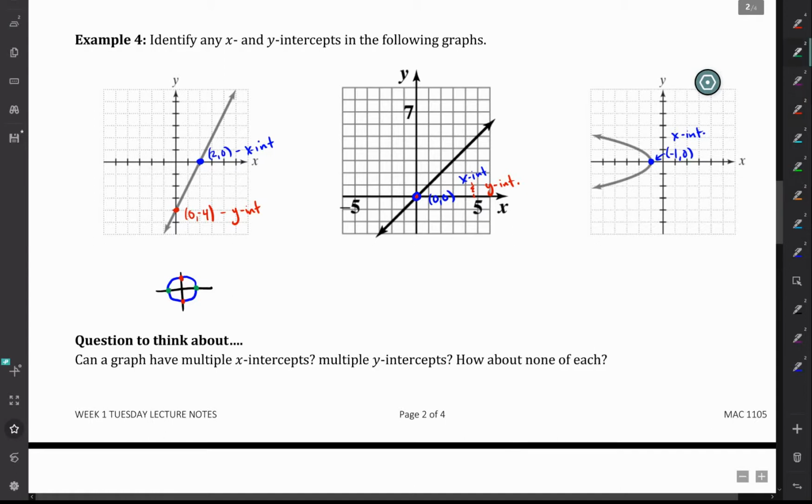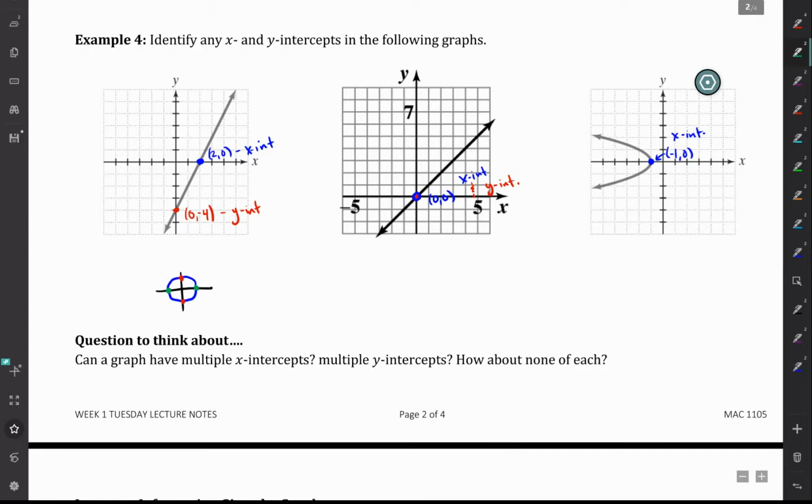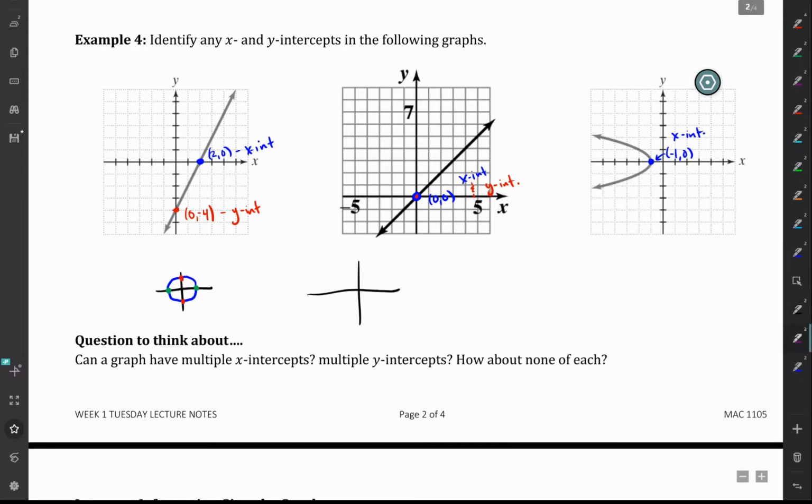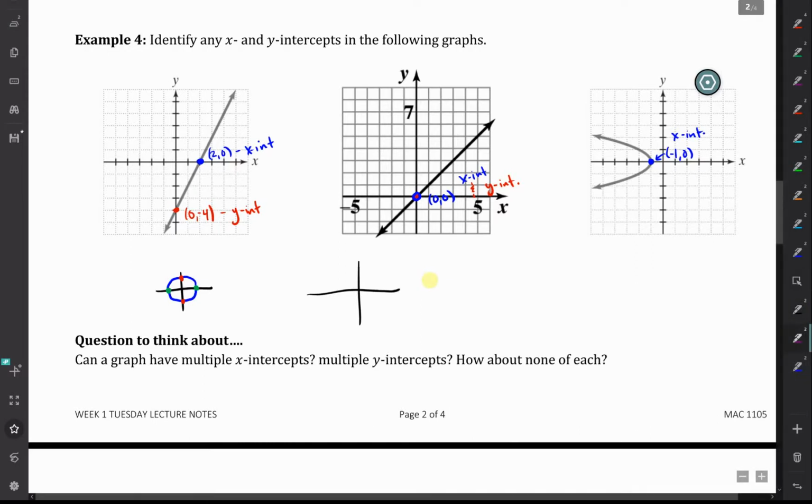And then a graph of something that has none of each, well, it could be anything like a circle, but a circle where it's not intersecting either the x-axis or the y-axis. So that'd be an example of this case.